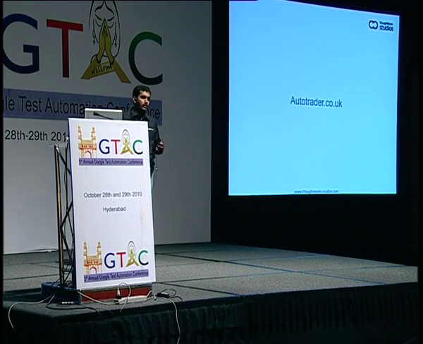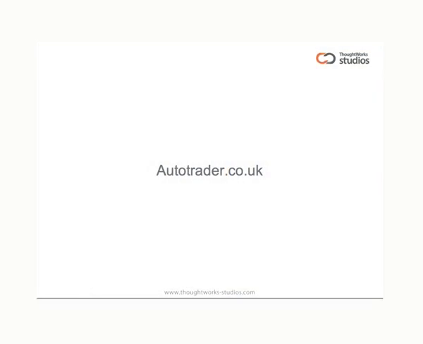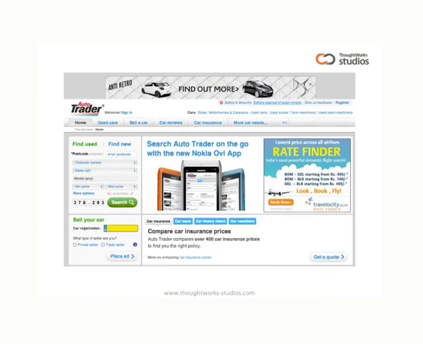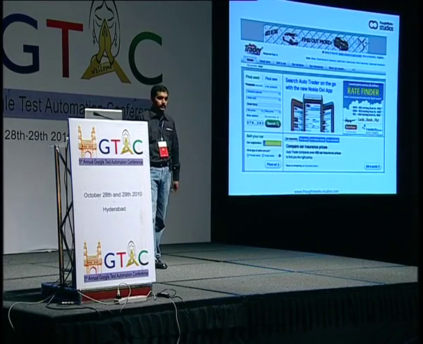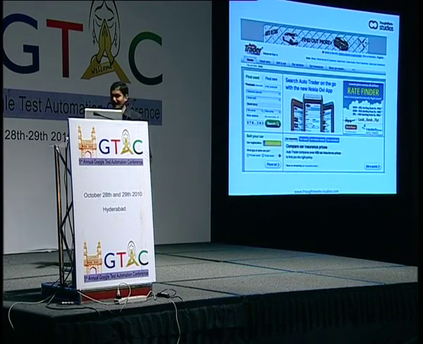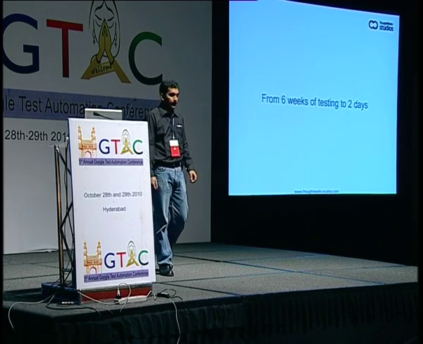So I just want to quickly talk about a little case study that we have. Autotrader.co.uk is the UK's second largest website. That's what the website looks like right now, if you go there. It basically allows you to put up your car for sale and put in promotions and things like that to sell your car if you'd like to.